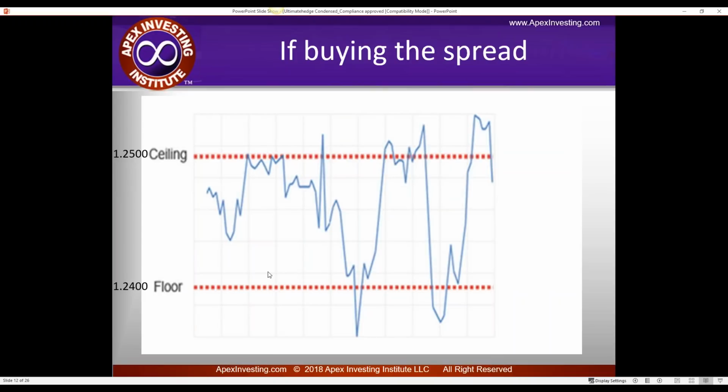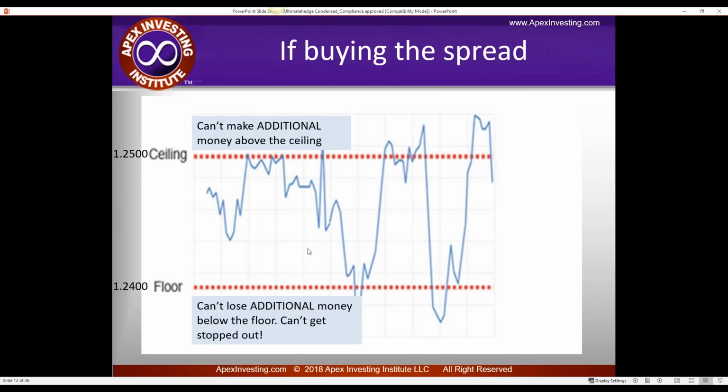If I was to buy the spread, let's say I had a long bias, I thought the market was going up. Well, it's the same type of situation. If I'm right and the market goes up, I don't make additional money above the ceiling. But if I'm wrong and the market goes down, I don't lose additional money below the floor. And I don't get stopped out. What do I mean by that? Just because the market hits a ceiling or a floor, it doesn't automatically close my trade. The trade stays open.